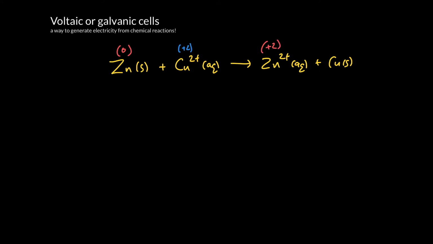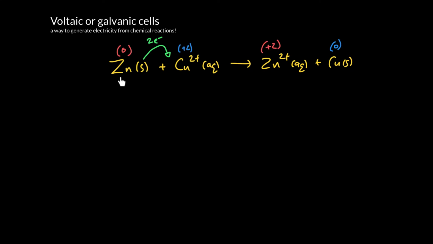So, for instance, if we take zinc and copper ions in the form of copper 2, they can react and form zinc ions and copper. And this is a redox equation because if you assign oxidation states, you can see the zinc has increased and the copper has decreased. We know that the zinc has lost 2 electrons and the copper has gained 2 electrons. So essentially the electrons have moved from the zinc to the copper.